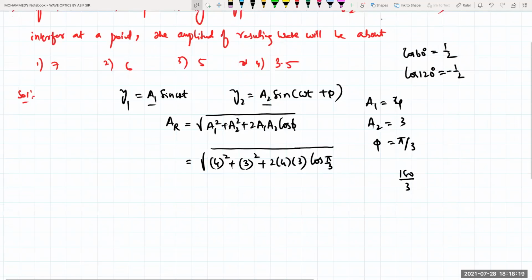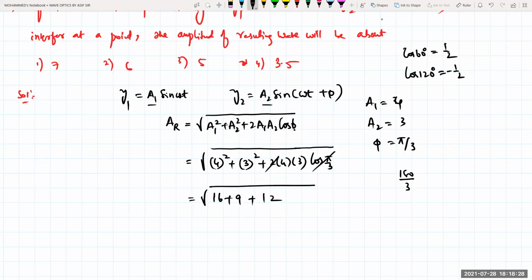Okay, now how much are we getting? This one and this one will get cancelled. So that will be equal to under root of 4 square is 16, 3 square is 9, plus 3 4s are 12. Under root of 16 plus 9, 25, plus 12, 37. Root 37 is nearby to root 36, so approximately equal to 6. So 6 will be the answer for this.